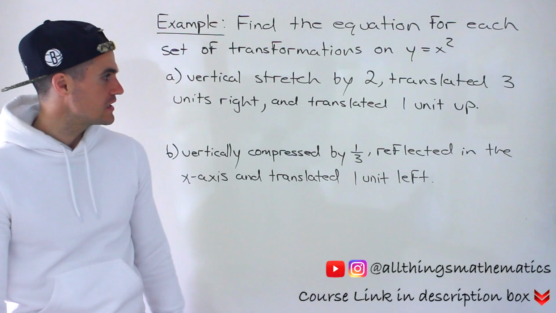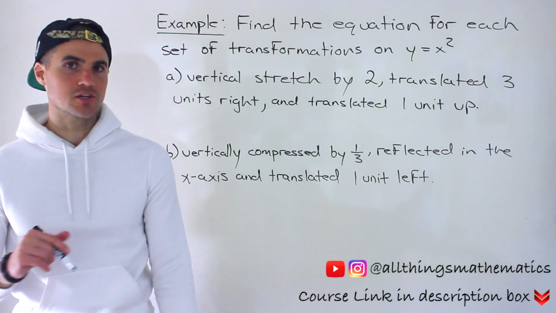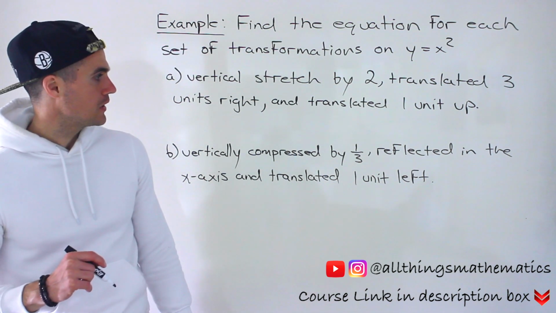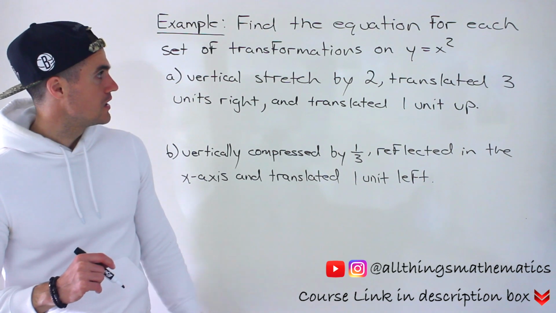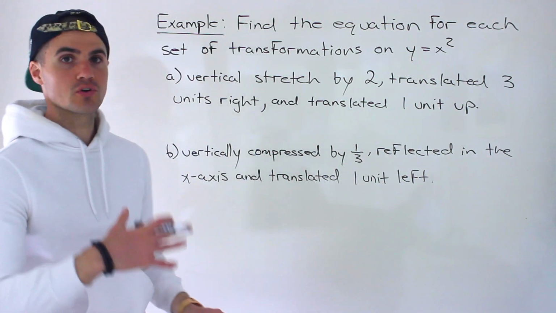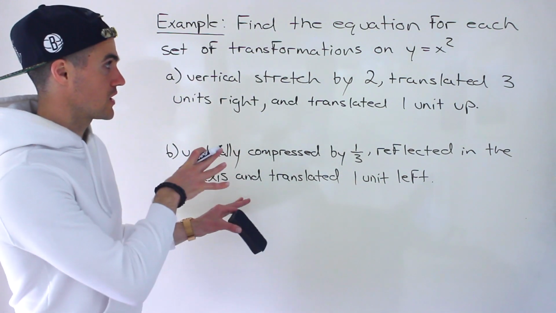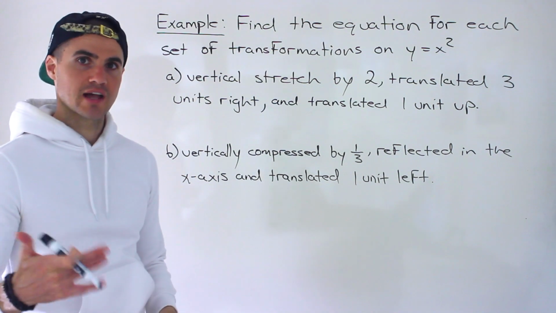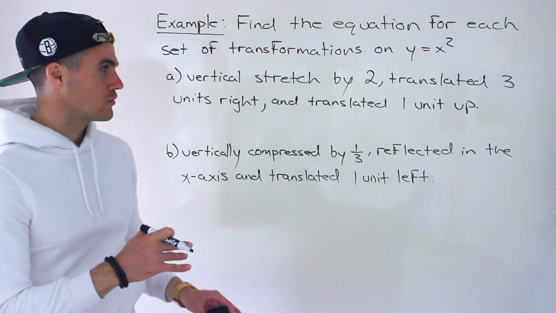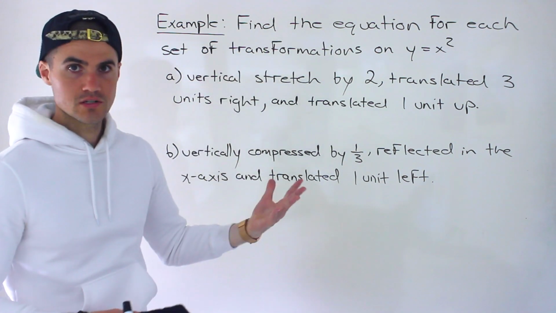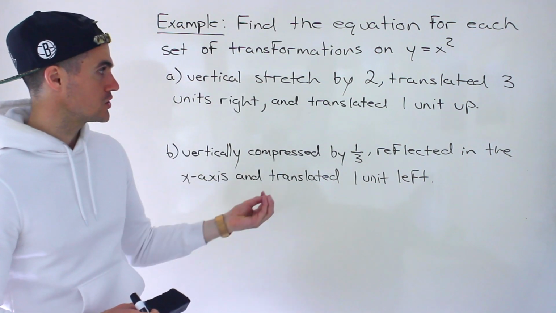Patrick here. Moving on to the next question, still dealing with transformations of quadratics, the vertex form of a quadratic. So what we've got to do in this case is take each of these sets of transformations and then find the corresponding equation after these transformations are done on that base function y equals x squared. We've gone through a couple of videos like this already where transformations are given in words and then we have to create the equation.